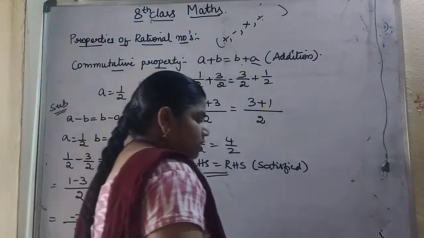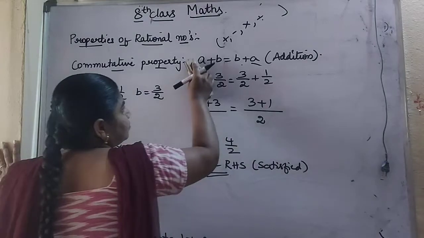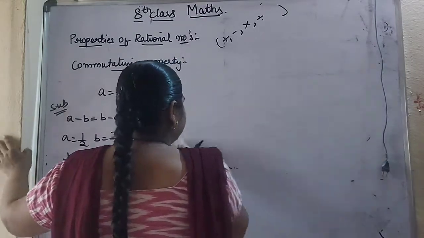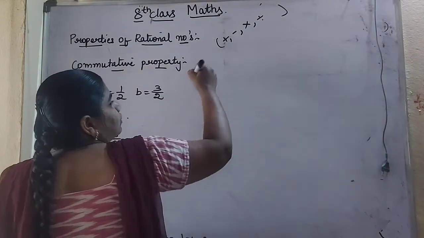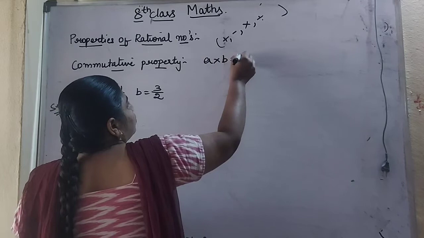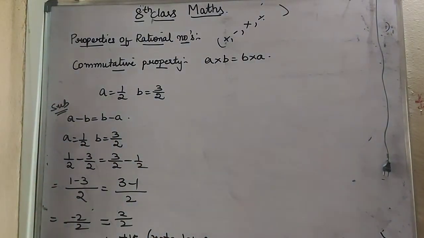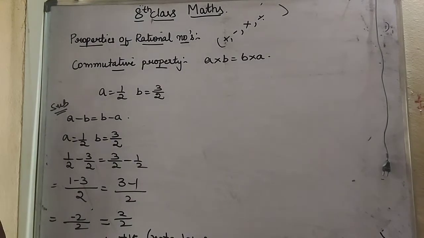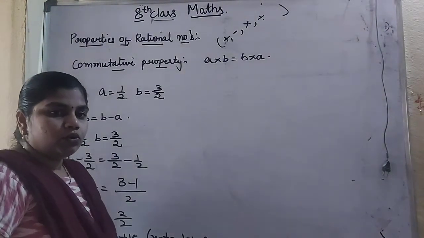Okay, so next, under multiplication, we will check. So what is the general form under multiplication? That is A into B is equal to B into A. Okay, so after multiplying, that should be equal to each other. So the LHS part and RHS part should be equal to each other.